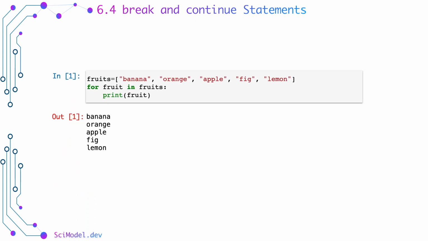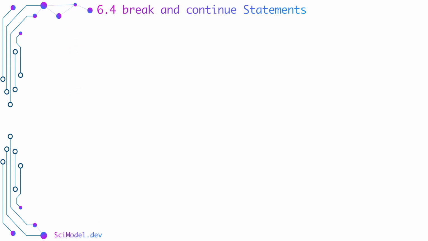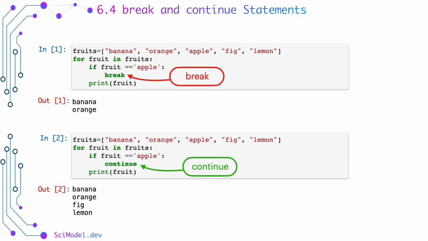We have seen this loop example which prints every fruit name listed in the fruits list. This code will print all items: banana, orange, apple, fig and lemon. But what happens when we set a break or continue statement constraint, say at the apple item in the list, as shown in the code? As you can see, in the case of the break statement, the code only prints banana and orange since the loop must be terminated when the entry of the list is equal to apple, and therefore the remainder of the list will not be printed.